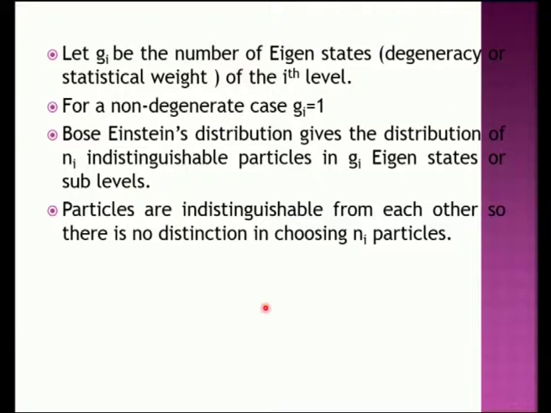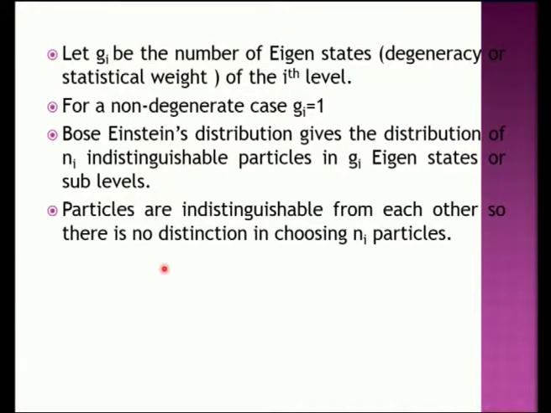Then these particles are divided into quantum levels named n1, n2, ni. The energies of these quantum levels are epsilon 1, epsilon 2, epsilon n. Let Gi be the number of eigenstates of the ith level. Here, eigenstates signify the degeneracy or statistical weight of an energy level.